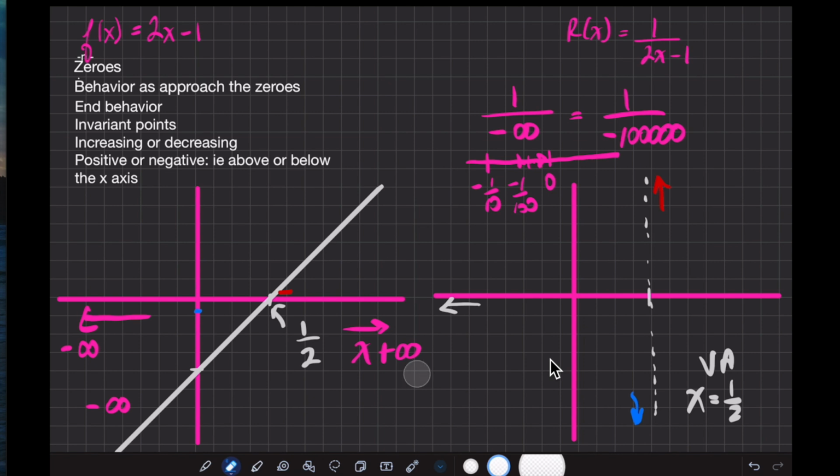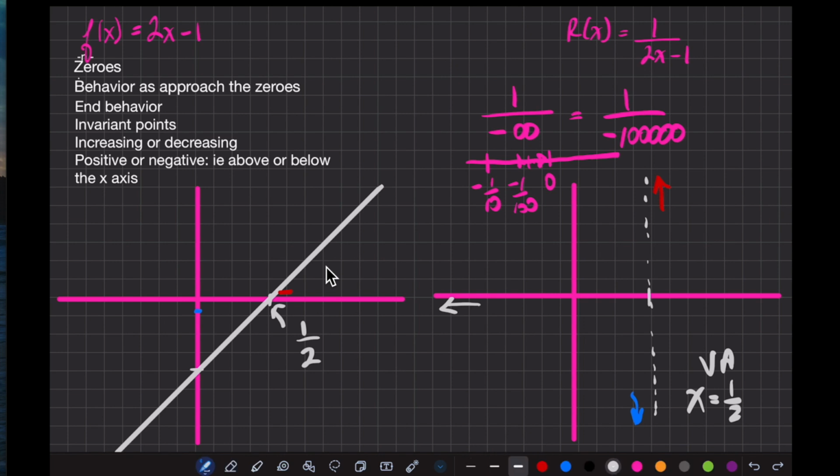Okay, now we're going to do end behavior on our original graph as x approaches positive infinity. You can see on the original graph as x approaches positive infinity, our original graph is heading towards a huge positive number or positive infinity. So instead of positive infinity, let's use the number positive 1,000,000.